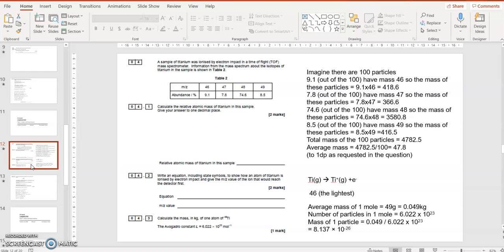Which one will hit the detector first? The lightest, so 46 is lighter than 47, 48 or 49. So a particle with a mass 46 will hit the detector first.